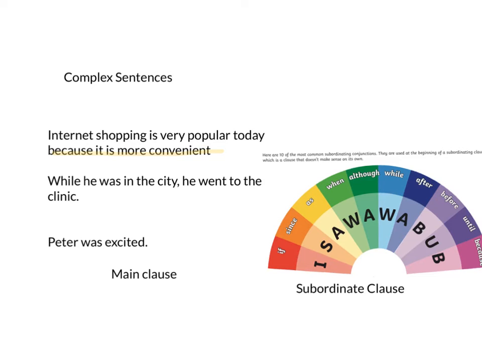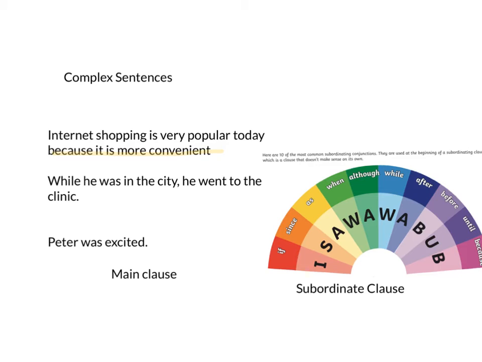Final chance to have a look at our subordinate clause here. The simple sentence I've got for you is "Peter was excited." Go on, Peter. He's really excited. But to make it more interesting and more complex, we're going to add a subordinating conjunction, one of these words, and add a subordinate clause to create a complex sentence.